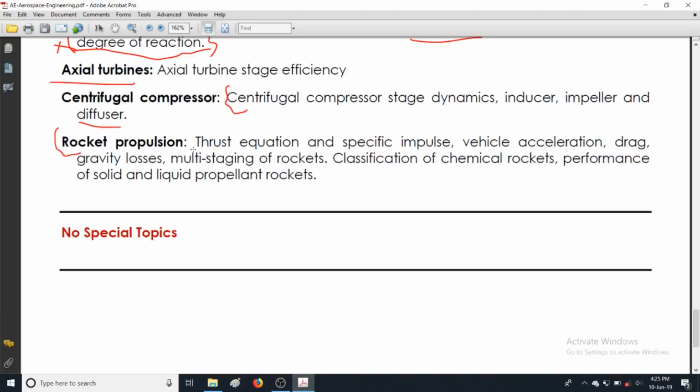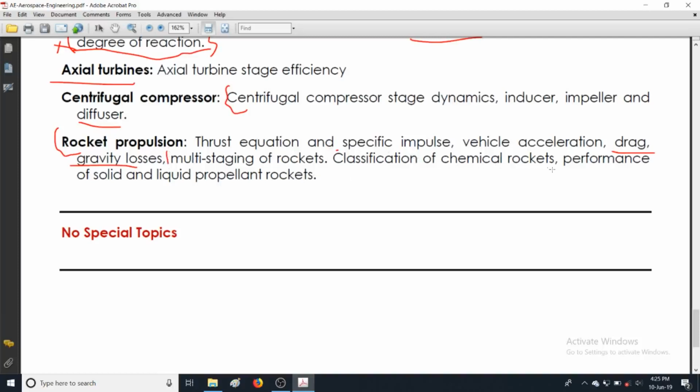This is also important. First we will learn the thrust equation, and then the efficiency of rocket in terms of specific impulse, and then how to compute the drag and gravity loss, and we will go for the multi-staging of rockets, like one staging, two staging, etc., till multi-staging. How to determine the velocities, like delta V required for each stage.